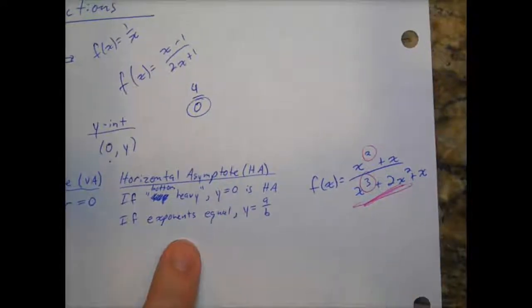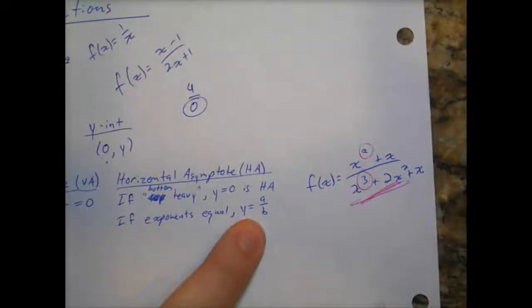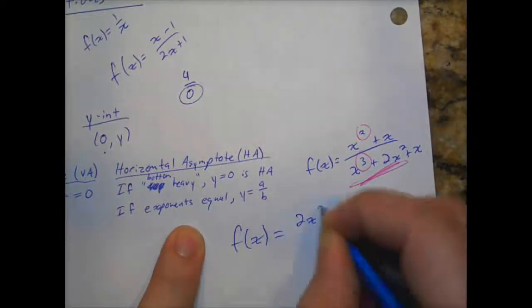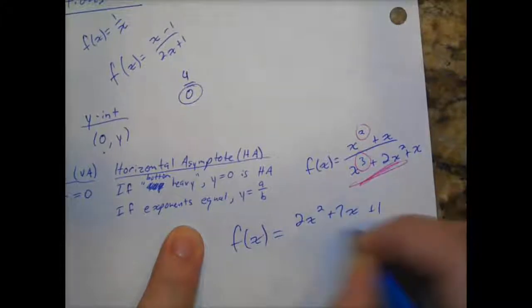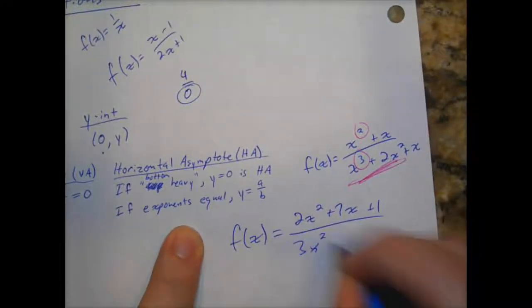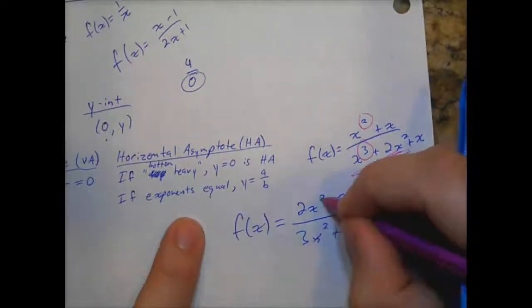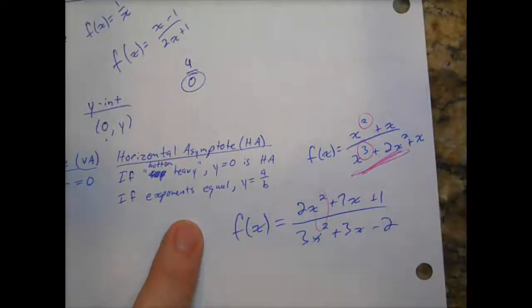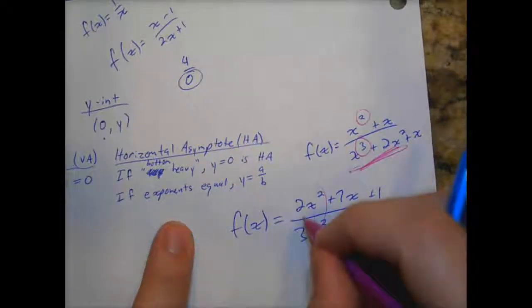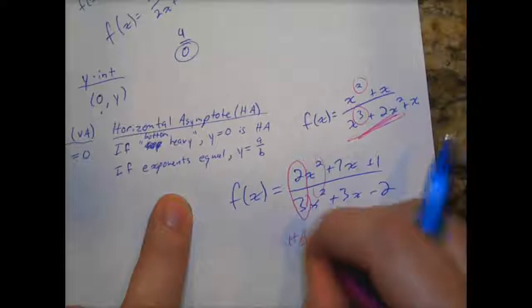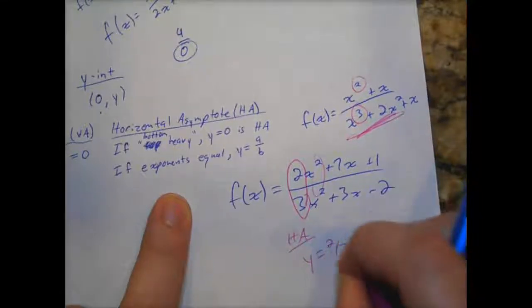All right, if the exponents were equal, we take the coefficients of those things. So a situation for that would be if we had 2x squared plus 7x plus 1, whatever, over 3x squared plus 3x minus 2, whatever. Again, looking at the highest exponents, we have highest exponents of 2 in both of them. So what I do is I take the coefficients as our horizontal asymptote. So our horizontal asymptote for this one would be y equals 2/3, and we could put that on the graph. All right, now let's actually graph some of these things using those rules.